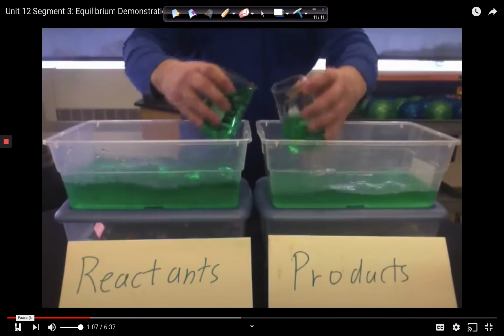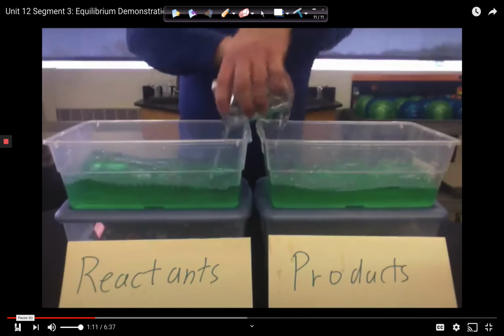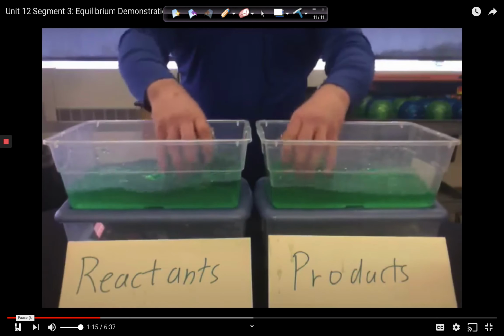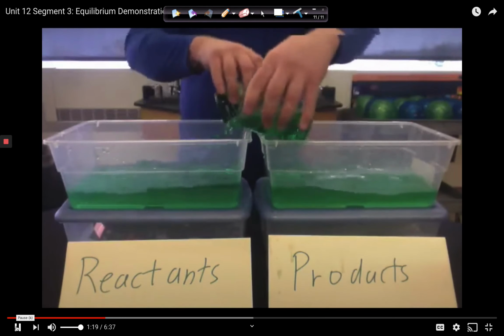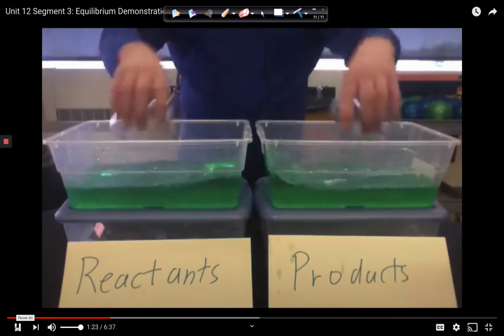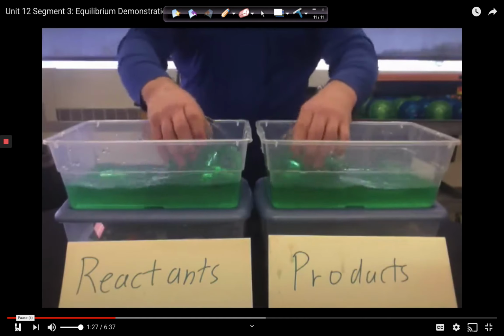you'll notice how at first the reaction ran really fast. And at first, a lot of water was switching sides going to the product side. But then it seems to slow down a little bit. And at some point, if I continue to scoop, the amount that I scoop going each direction will become the same.